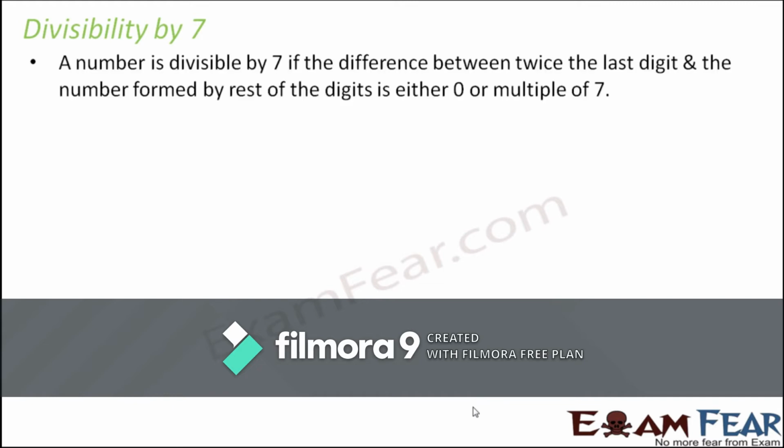The divisibility by 7. So the rule for divisibility by 7 states that a number is divisible by 7 if the difference between twice the last digit and the number formed by rest of the digits is either 0 or a multiple of 7. Now this is not as simple as was the case for 2, 3 or 6. This is a little complicated but not very complicated as well.